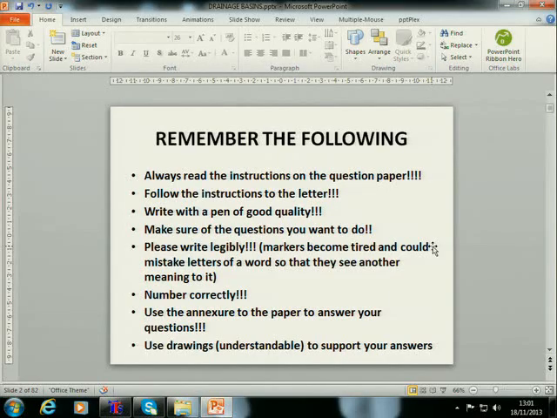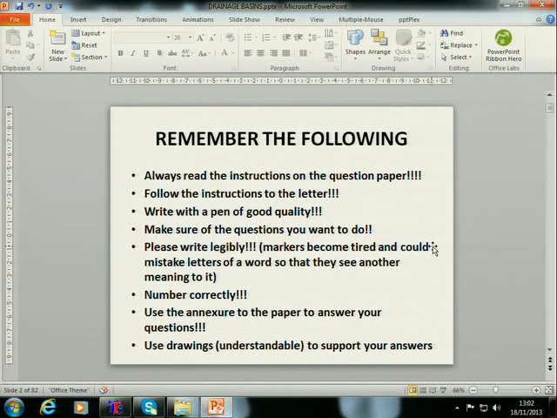Make sure of the questions you want to do. Take time to read through the paper before you start. Make sure of the questions that you want to do. See how many questions of each section you can answer. And see that you answer the questions that will give you the most marks in the end. Then, and this is very important, please write legibly.